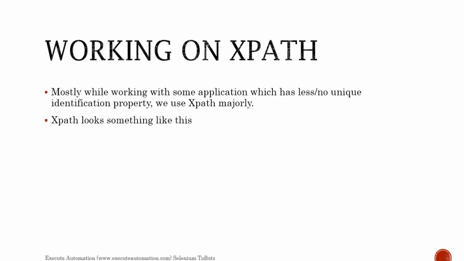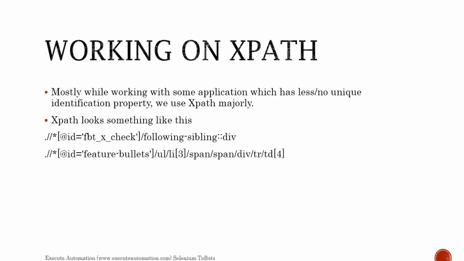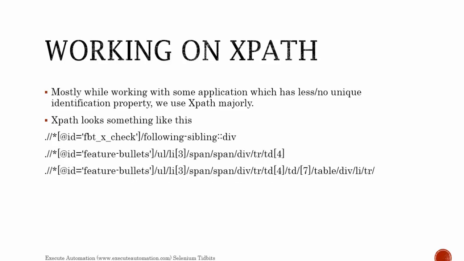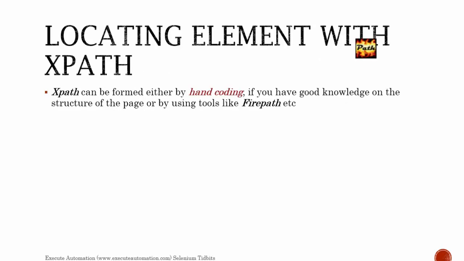We use XPath majorly. XPath looks something like this, and even like this. So it keeps on getting bigger, bigger, and bigger, and it's very, very hard to sometimes even understand what this XPath really is. So, locating an element with XPath. XPath can be formed either by hand coding, if you have very good knowledge of the structure of the page, or you can use a tool like FirePath or any other tools if you know.